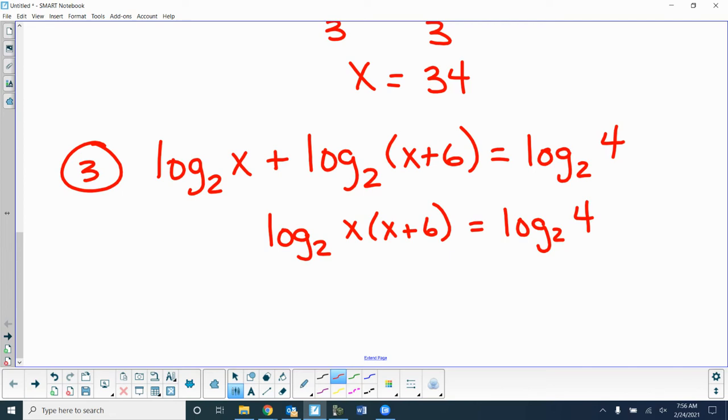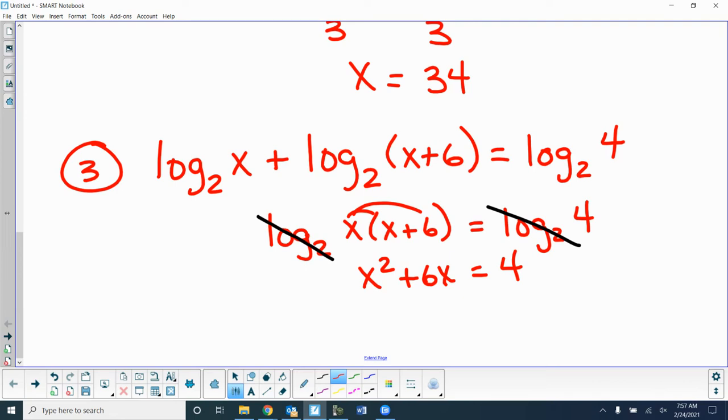Now this is actually much easier than number 2, because if I have log base 2 of something equals log base 2 of this, what must be true about this and that? They've got to be the same, right? They've got to be equal. So all I have to do is drop these logs when I have one on each side. Okay? So on the left, I'm going to go ahead and distribute. And that's my equation right now.